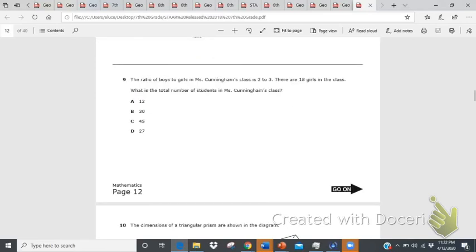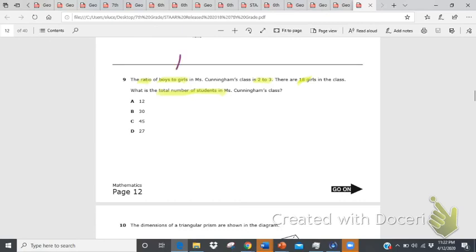Alrighty, so the next one, ladies and gentlemen, they are telling us that the ratio of boys to girls in Miss Cunningham's class is 2 to 3. There are 18 girls in the class. What is the total number of students in Miss Cunningham's class? Ladies and gentlemen, make sure you guys are reading the questions carefully, because sometimes you all rush through things, and this is a question where you guys will come up with solutions and they'll be there. But let's go and start this off.